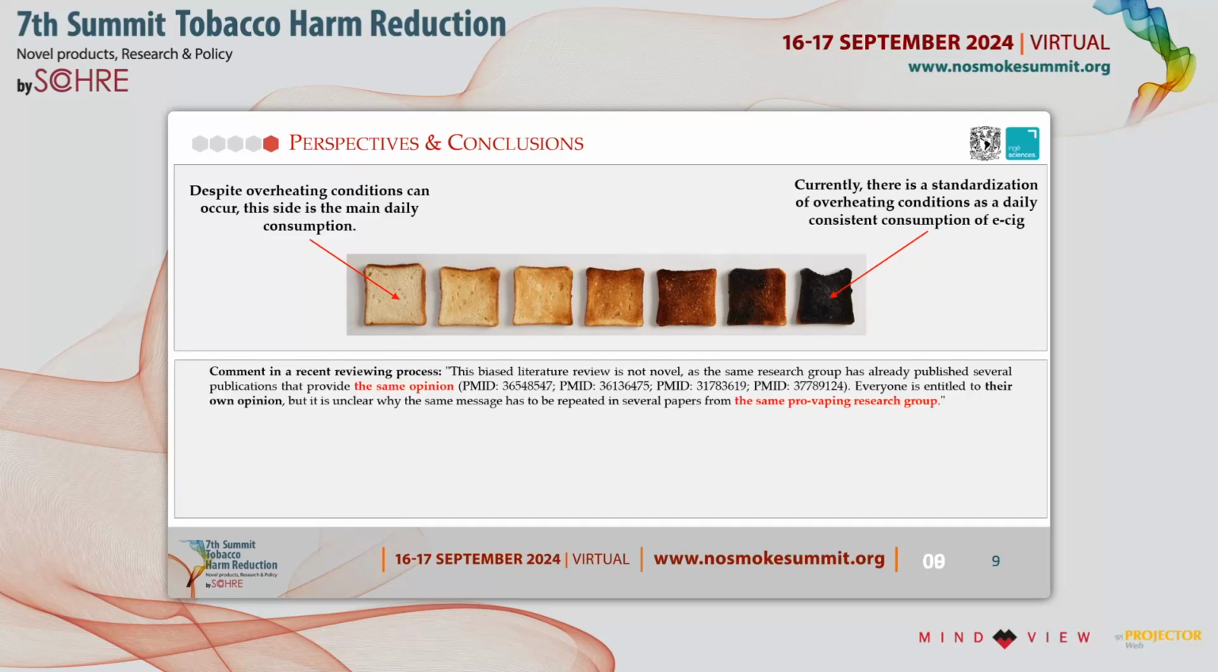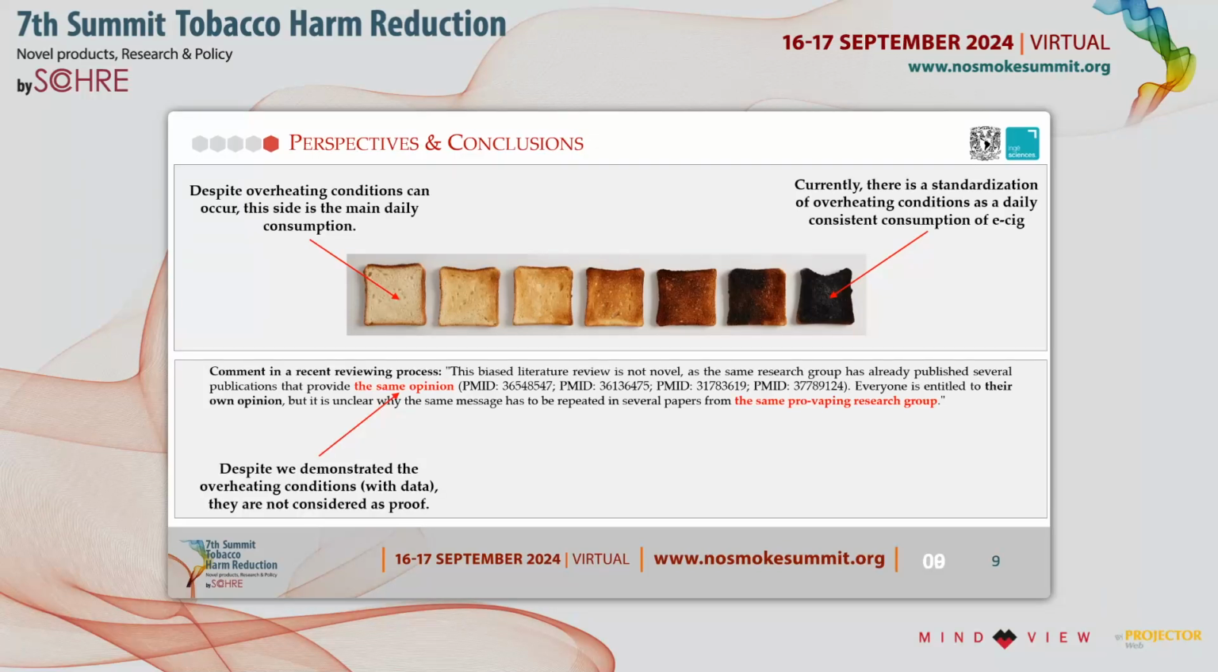What we also wanted to raise comes from a comment that we received in a recent reviewing process. I read, "This biased literature review is not novel, as the same research group has already published several publications that provided the same opinion. Everyone is entitled to their own opinion, but it isn't clear why the same message has to be repeated in several papers from the same pro-vaping research group."